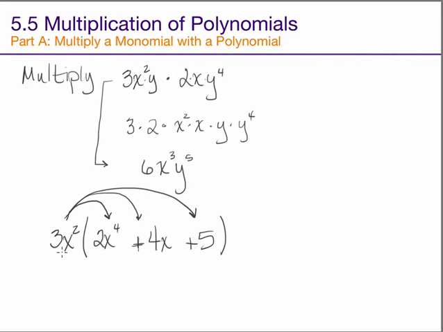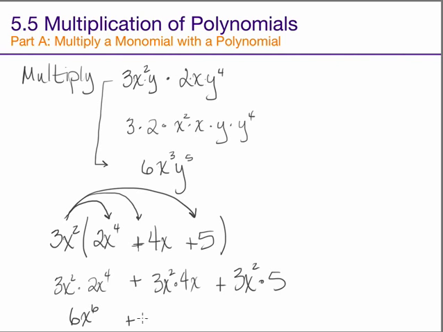Using distribution and writing an intermediate step that you may not need, this would give me 3x squared times 2x to the fourth plus 3x squared times 4x plus 3x squared times 5. Then I can use this trick to simplify. This will be 6x to the sixth plus 12x cubed plus 15x squared.